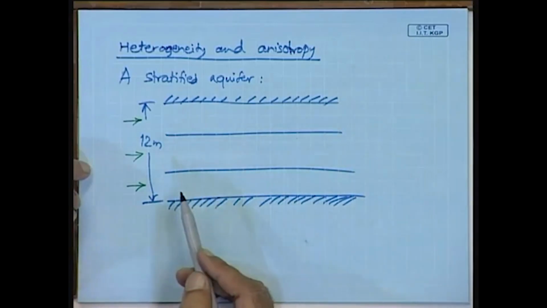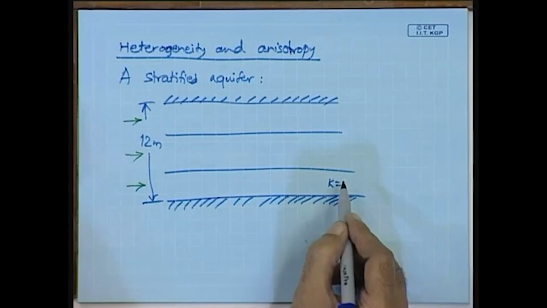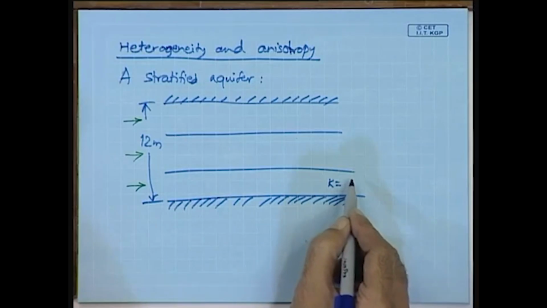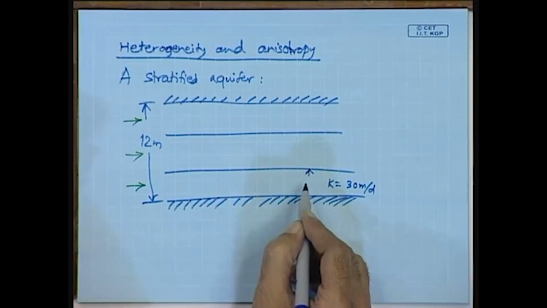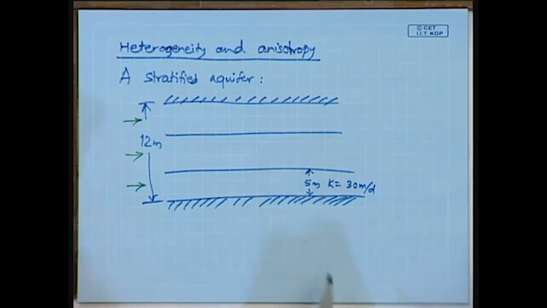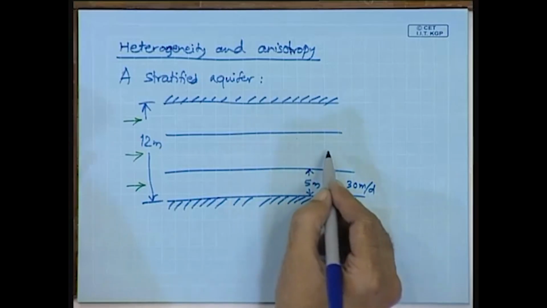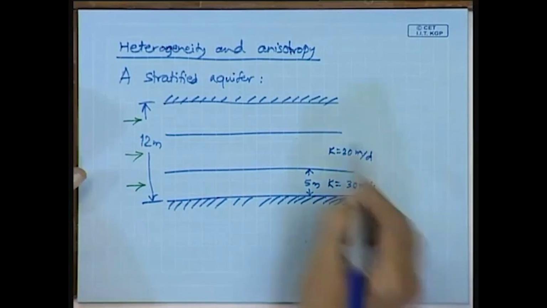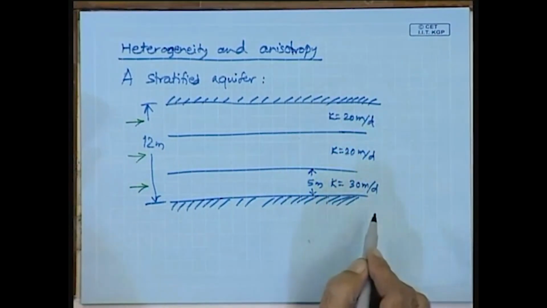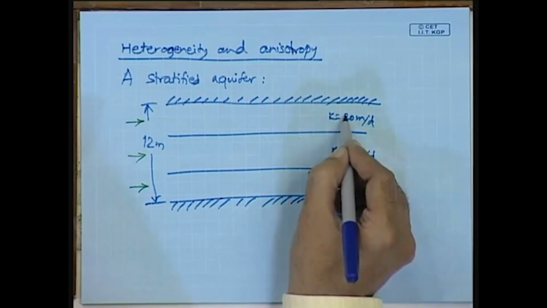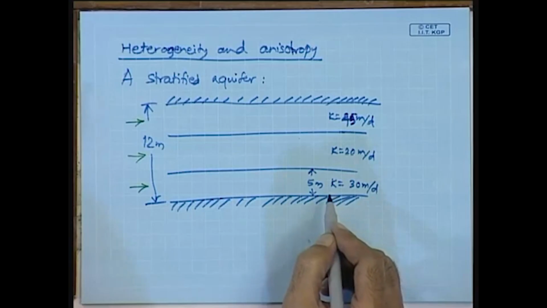And the bottom layer has a K value of 30 meter per day, and it has a thickness of say 5 meters. The middle layer has a permeability of say 20 meter per day. No, I am sorry, the top layer, let us take it as say 45 meter per day. And the middle and top layers are of equal thickness.